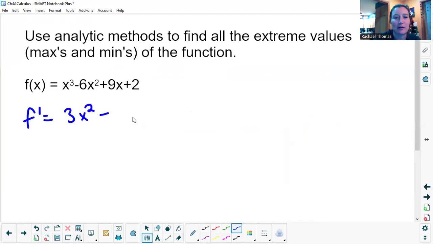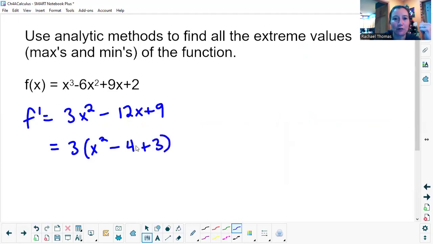F prime, just using the power rule, is going to be 3x squared minus 12x plus 9. We can do this all without our calculator. My algebra instincts are yelling, factor me, factor me. Okay, so I'm going to factor this guy. Oops, 4x plus 3. And that gives me 3 times (x minus 3) times (x minus 1).